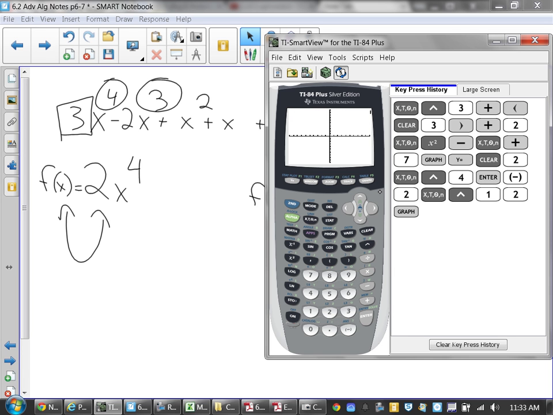And hit graph. There's your first graph. And there's the second one. I've got one. You typed it in wrong then. Oh wait, now I got two. There you go.